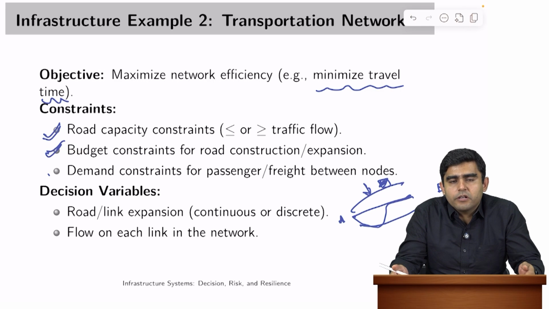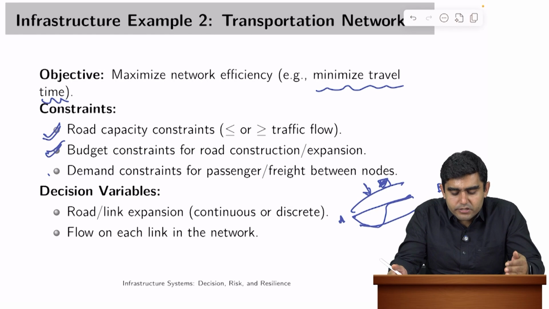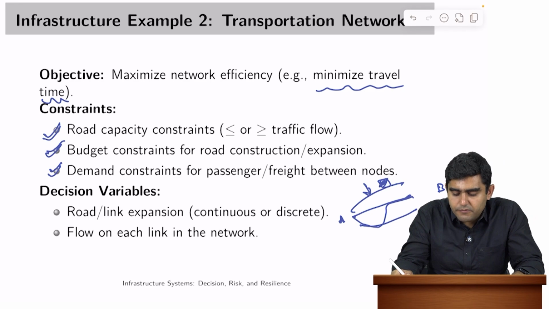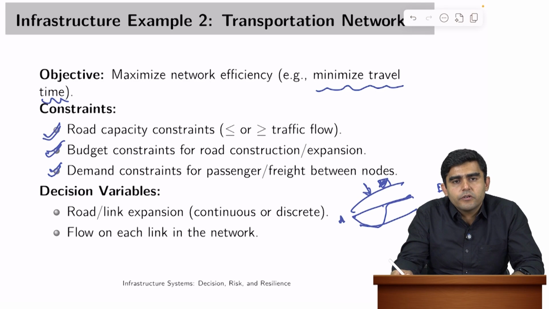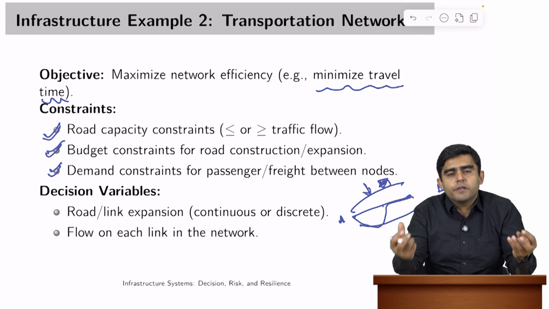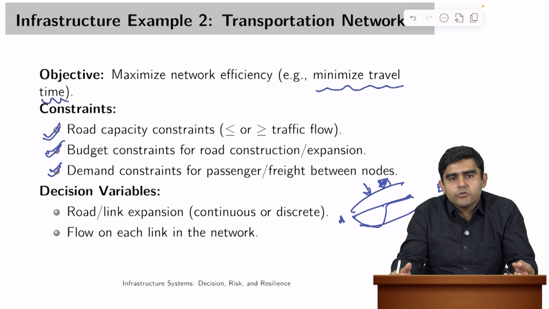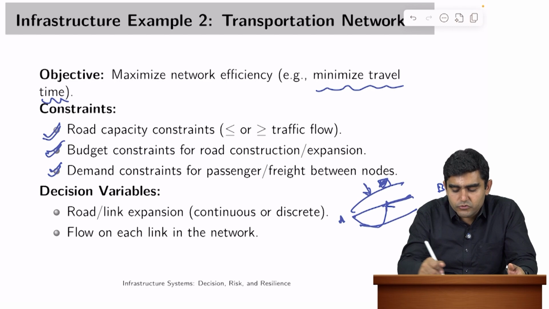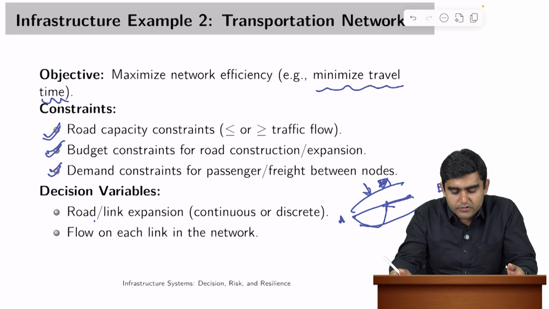Even on a government land, building or making a 6-lane highway is going to be way more expensive than making a 2-lane highway or a 3-lane highway. So, there are cost limitations that are involved. Also, there would be demand constraints for passengers or freight between a particular nodes. That is, between two pair of nodes, you would always want to make sure that the traffic is always less than this or greater than certain amount, so that it caters to large population and so on.